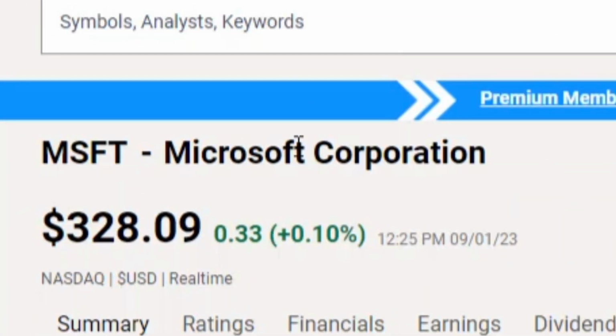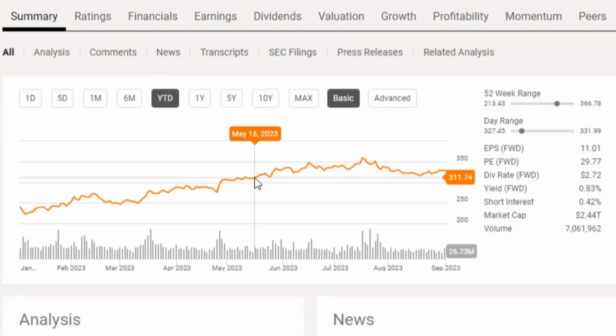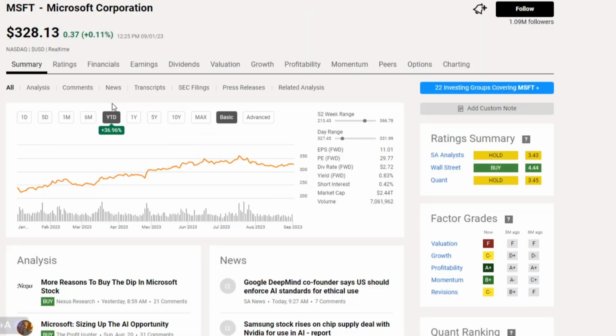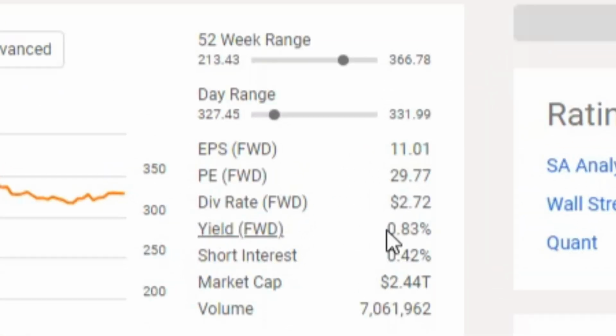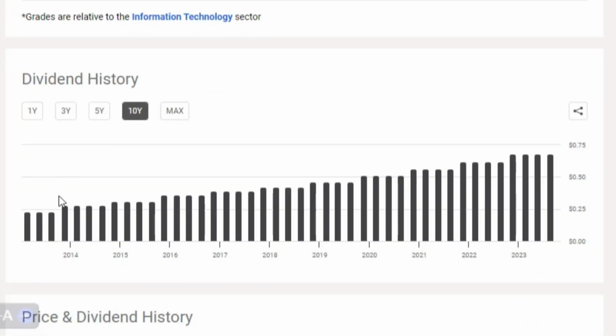Today we're looking at Microsoft Corporation, ticker symbol MSFT. And as you can see from this graph here, year to date, Microsoft has been absolutely killing it, up 36.96%. And Microsoft also is a very attractive investment because it does give a dividend yield, even though it's very small at 0.83% per share. But the attractive thing about Microsoft's dividend yield is, at least over the past 10 years, they have consistently increased their dividend yield every single year.